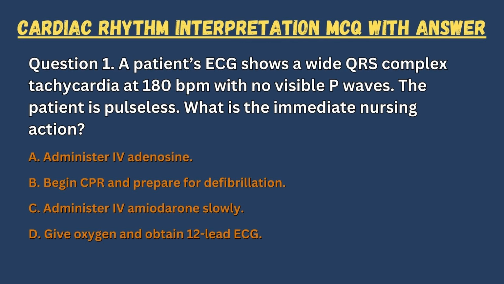Question 1. A patient's ECG shows a wide QRS complex tachycardia at 180 BPM with no visible P waves. The patient is pulseless. What is the immediate nursing action? A. Administer IV adenosine. B. Begin CPR and prepare for defibrillation. C. Administer IV amiodarone slowly. D. Give oxygen and obtain 12-lead ECG.